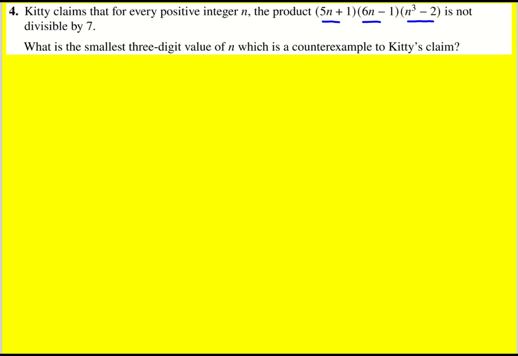Because 7 is a prime number, we're just looking for one of the brackets to be divisible by 7. It's not like, is it divisible by 12? And then you might get the first bracket divisible by 4 and the second bracket divisible by 3 or something. It's just going to be one single bracket divisible by 7.